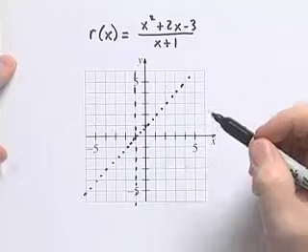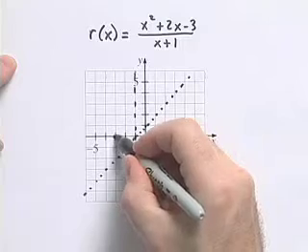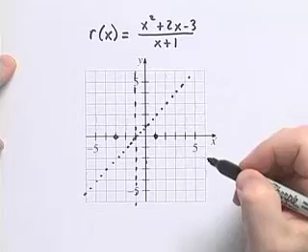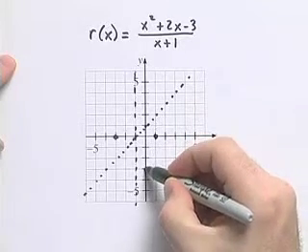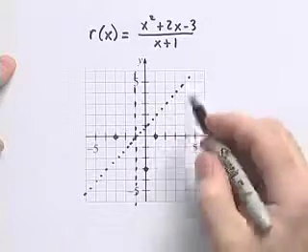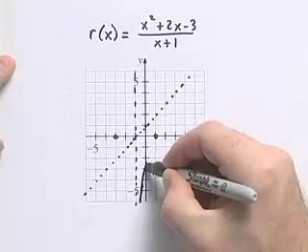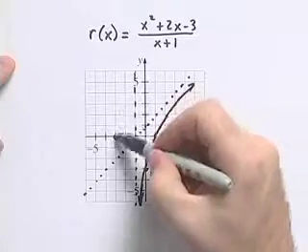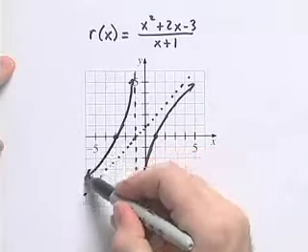Next, we want to put in our intercepts. We found that we had x-intercepts at negative 3, so we want to plot that point, and also at positive 1. Then we had a y-intercept at negative 3, so we'll plot that point. We can use our asymptotes and the intercepts to help guide us as we draw in our rational function. So on this side, our graph will look something like that. And then on this side, the graph will look roughly like that.